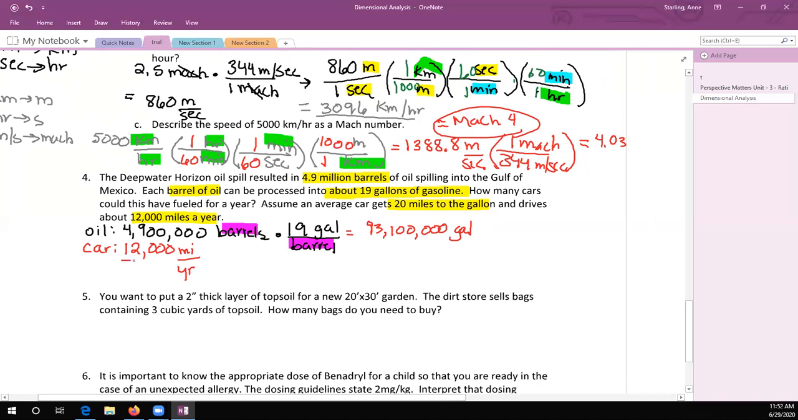Or 12,000 miles per one car is another way to look at it. And cars get 1 gallon for every 20 miles. So think about that, just stepping backwards. If I need to go 12,000 miles and my car gets 20 miles to the gallon, I would divide those numbers to get how many gallons I'm going to have to put in my car. So I need 600 gallons per one car.